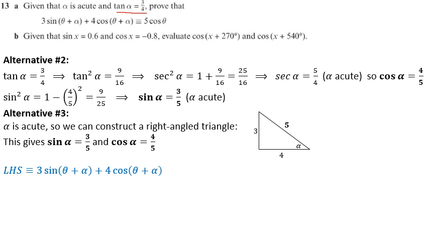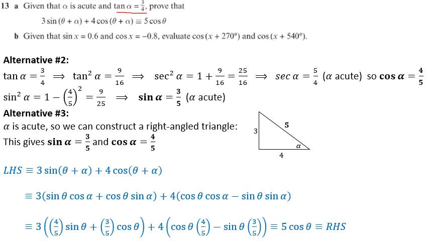The next bit is the final part of part A, just showing you what it looks like if you've originally found the values of both sine alpha and cos alpha. You'd still expand things the same way, but the next step is just to substitute in the values for cos alpha and for sine alpha. So cos alpha gets replaced with 4/5 wherever it appears, and sine alpha similarly. Once we've done that, simplify things down, you'll find that everything disappears apart from 5 cos theta, which is exactly what we wanted.